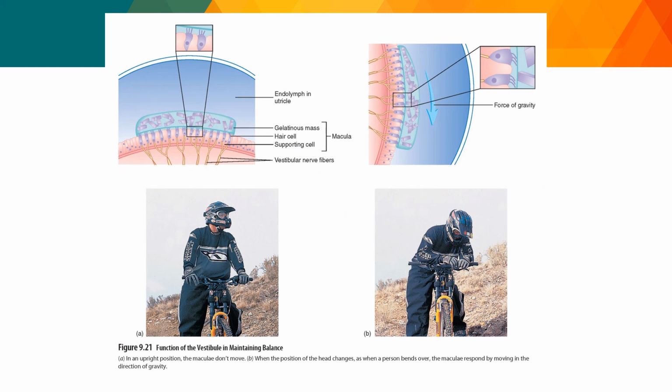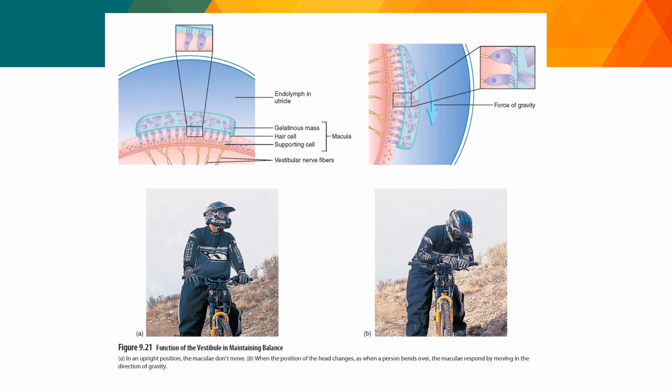So the function of the vestibule is actually maintaining balance. So in this picture, letter A, in an upright position, the maculae don't move. As you see, it doesn't. The microvilli are not bent at all. So when the position of the head changes, as when the person bends over, the maculae respond by moving in the direction of gravity. So in letter B, the force of gravity affects the movement of the hair cells.